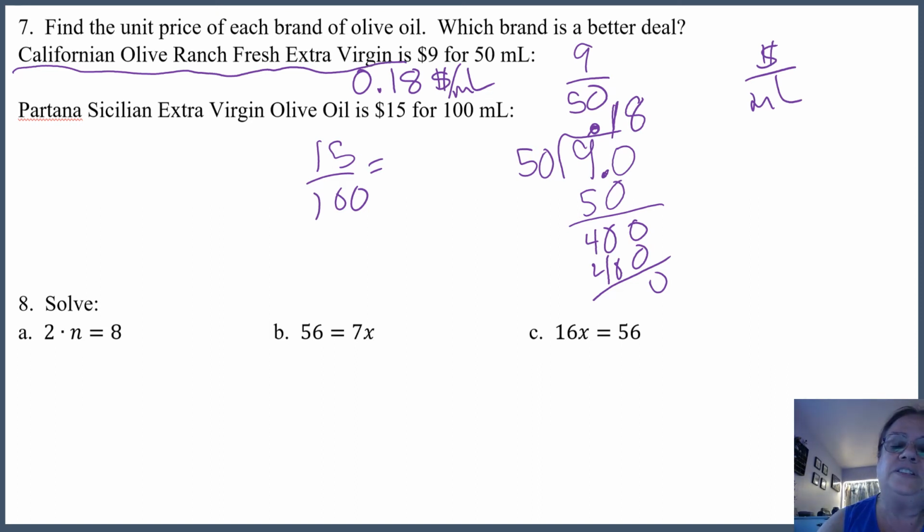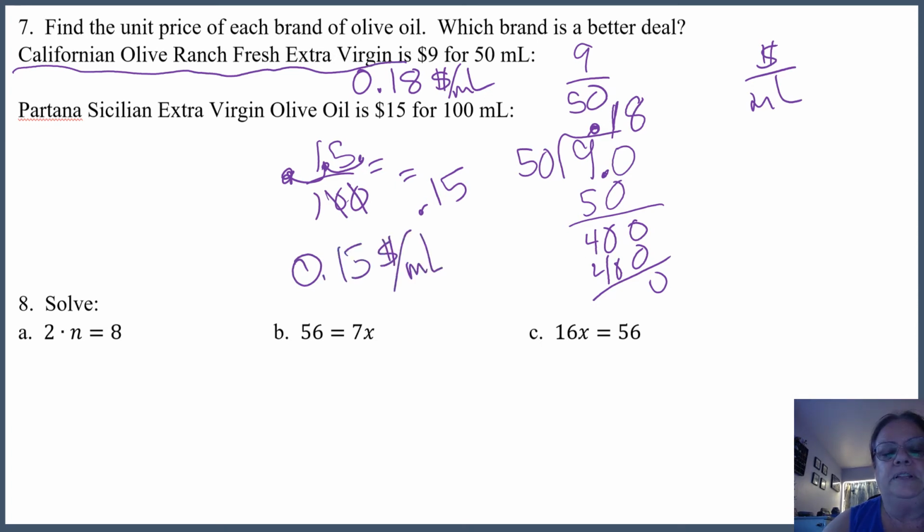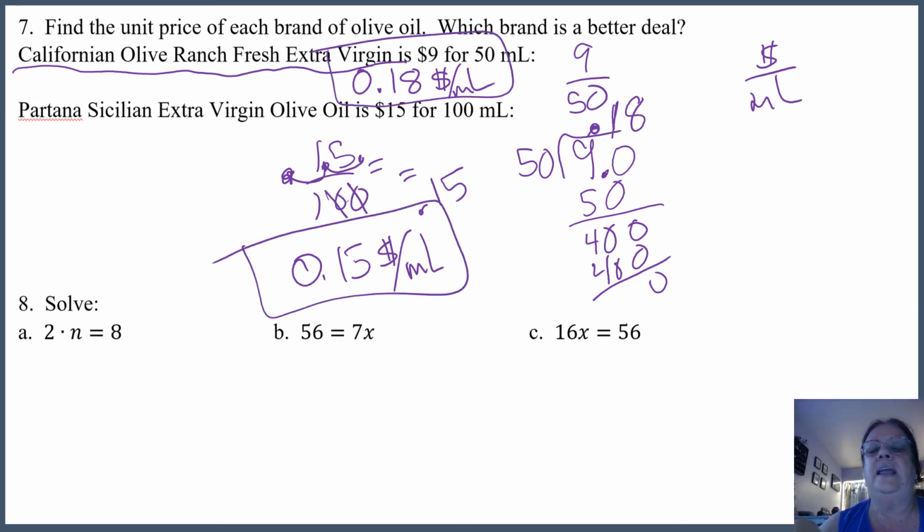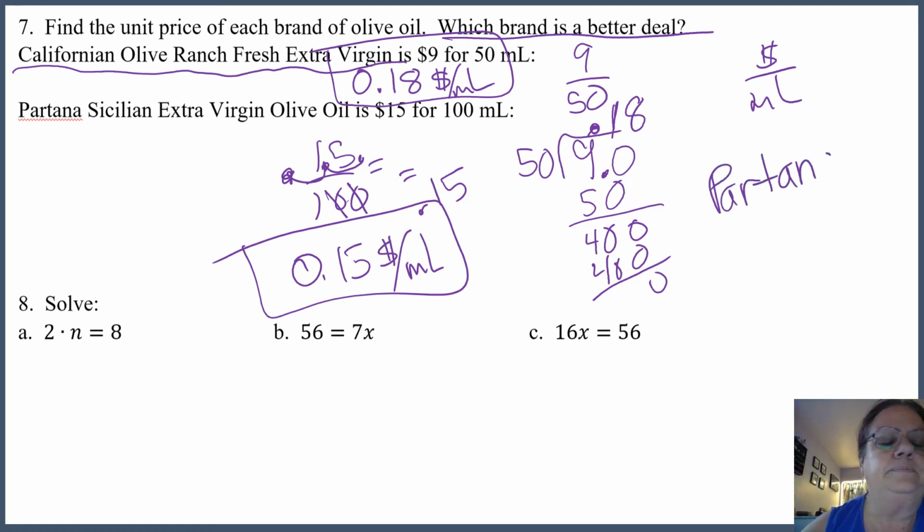All right, on the second one here, at $15 for 100 milliliters, if I divide that up, the easiest way to do this, because it's 100, is I take off a 0, I move my decimal place. I take off another 0, I move my decimal place. So the answer on this one is 15 cents. So I have $0.15 per milliliter. And it wants to know which brand is a better deal. Let's see. At 15 cents, the Partana is the better deal. So we say that Partana is the best deal.